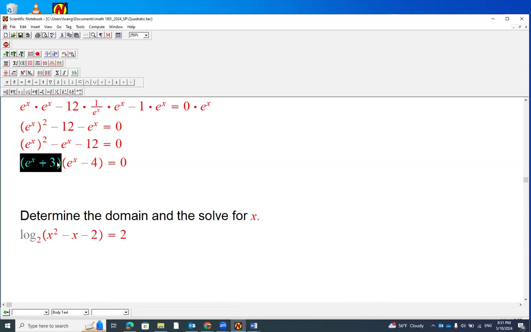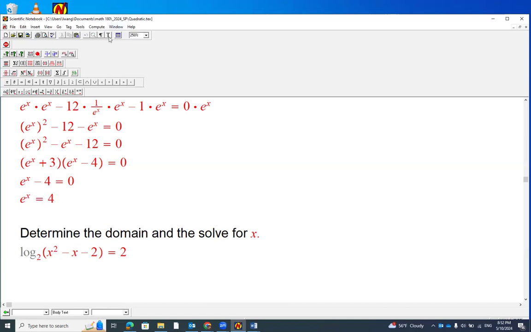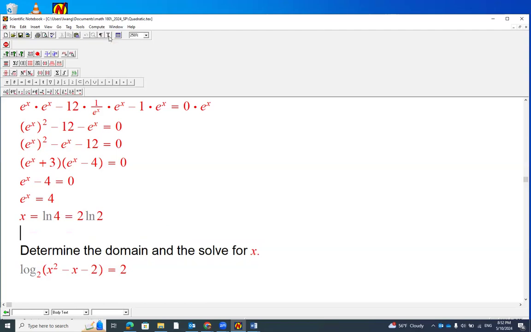So for this product to be 0, the only chance is e to the power x minus 4 is 0. Okay, so you can see, I divided both sides by e to the power x plus 3. So that's going to result in e to the power x minus 4. So in the end, we got e to the power x equals 4, right? And by definition, x equals ln 4 or 2 times ln 2.